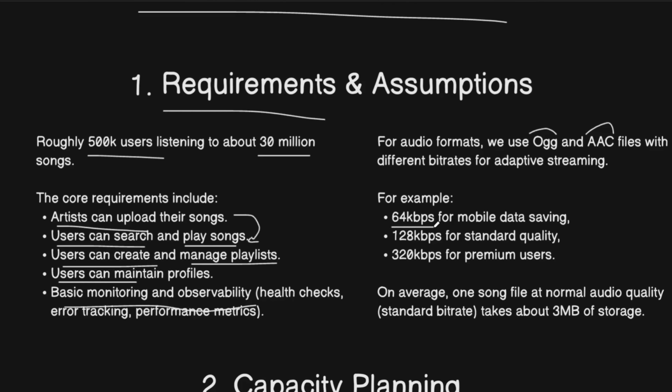For example, we can use 64 kilobits per second for mobile data saving and 128 for standard quality, and for premium users we can deliver 320 kilobits per second. And on average, we also need to know the size of these files, like what is the average size of a music file. And let's assume that for normal audio quality, which is the 128 kilobits per second, it is 3 megabytes on average, but this is also something you need to clarify before moving on to the next stage.